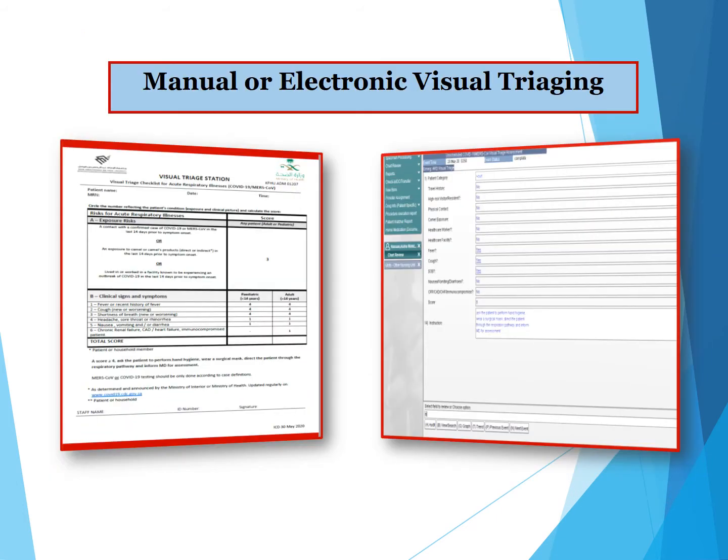Emergency Department. All ER patients shall be triaged using visual triage checklist for acute respiratory illnesses, COVID-19, MERS-CoV KFHU INF 12020, electronically or manually during downtime. For patient with score of 4 and above, instruct the patient to perform hand hygiene, wear surgical mask and direct the patient using the respiratory pathway and inform the physician for assessment.